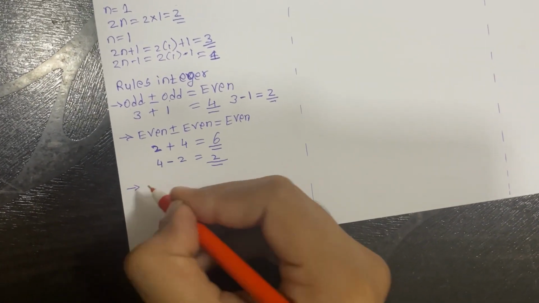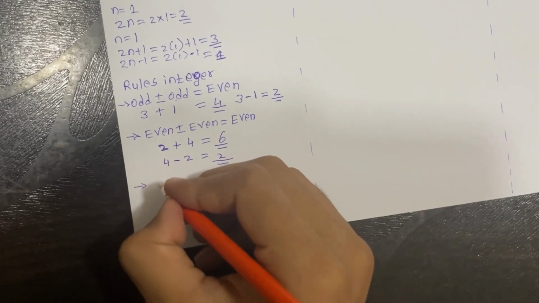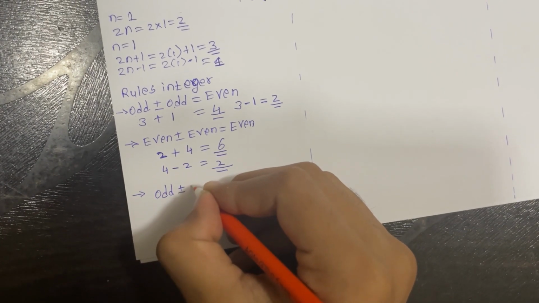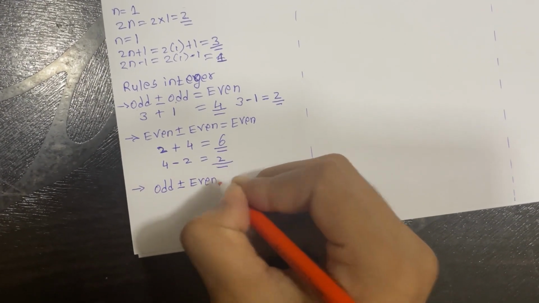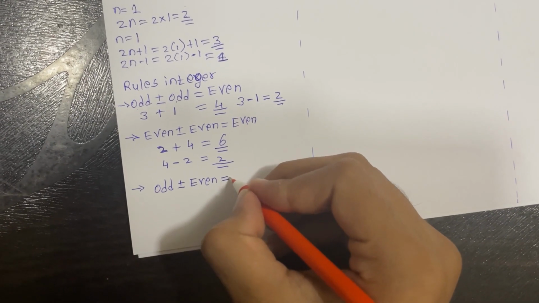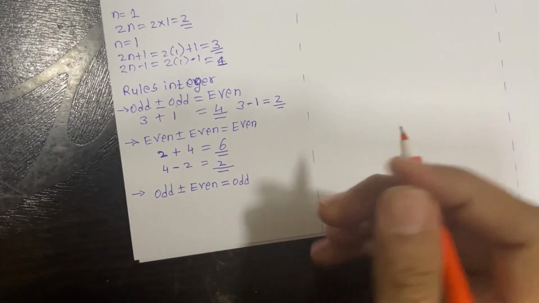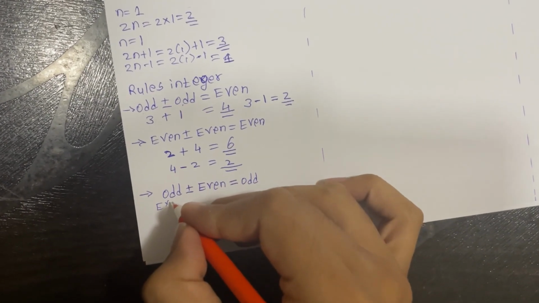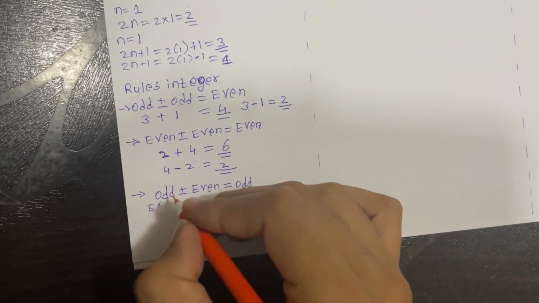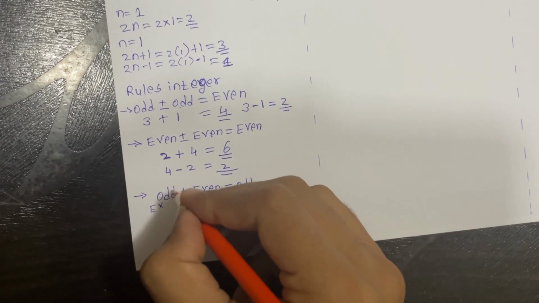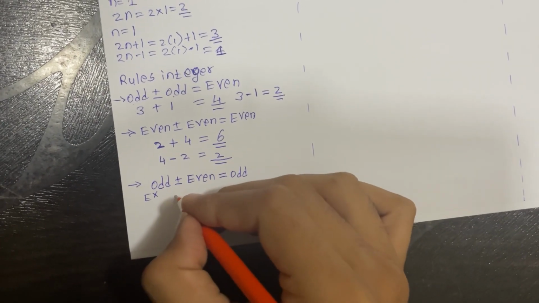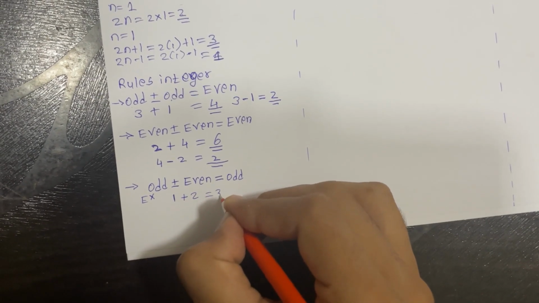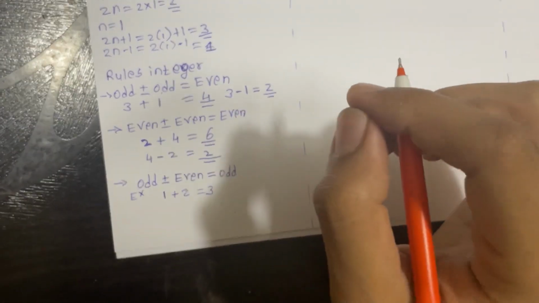The next rule is, if we get one odd number, we add or subtract that with an even number, then we get an odd number. So let's take one example. If we get an odd number as 1 plus 2, then it will be 3. So where these rules are applicable, okay?